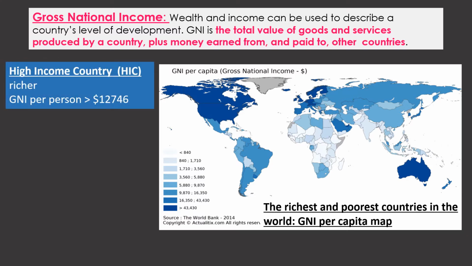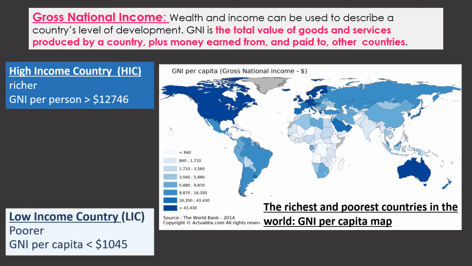At the wealthy end, we have high-income countries, HICs, with a per capita income of over $13,000, and many will have incomes over 4 times this. These are the darker shaded areas on the map, so North America, Western Europe, Australia. At the other extreme, we have low-income countries, LICs, with a per capita income under $1,000, so less than a tenth of that of HICs. These are the lighter shaded areas on the map.